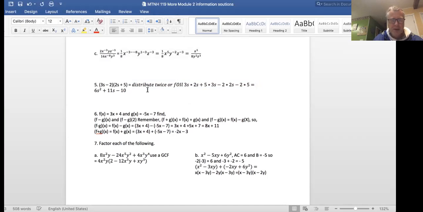There we go. Okay, so when we have two terms times two terms, we distribute twice. So I'll distribute the 3s with the 2s and the 5. So 3s times 2s and 3s times 5. And then I'm going to distribute the minus 2 with the 2s and the 5. So minus 2 times 2s and minus 2 times 5. When we simplify and combine like terms, we get 6s squared plus 11s minus 10.